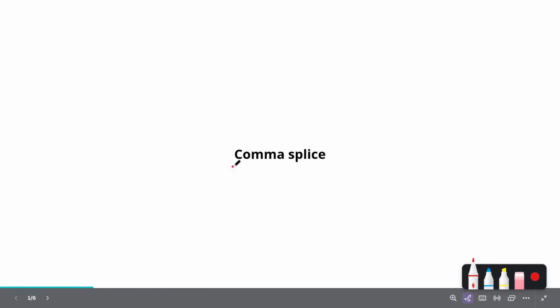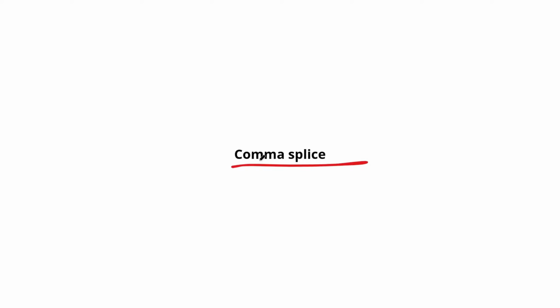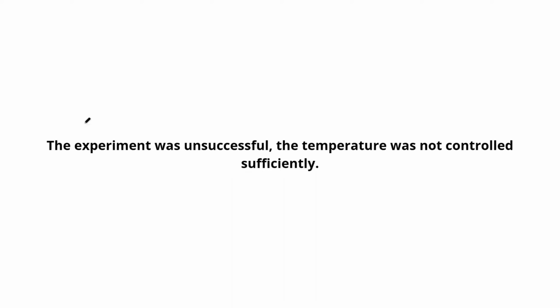So let's talk about comma splices and how to avoid them. A comma splice is one of the most common mistakes that you will see on the SAT. And if you understand comma splices, you probably understand like 60 or 70% of all the grammar questions. So let's look at an example of a comma splice.